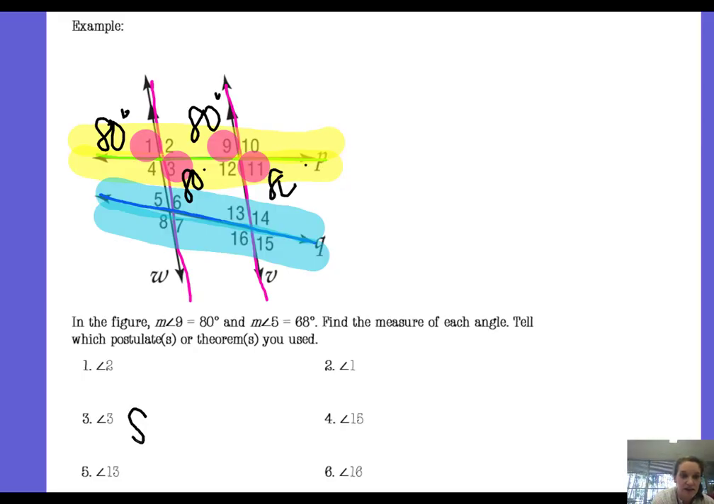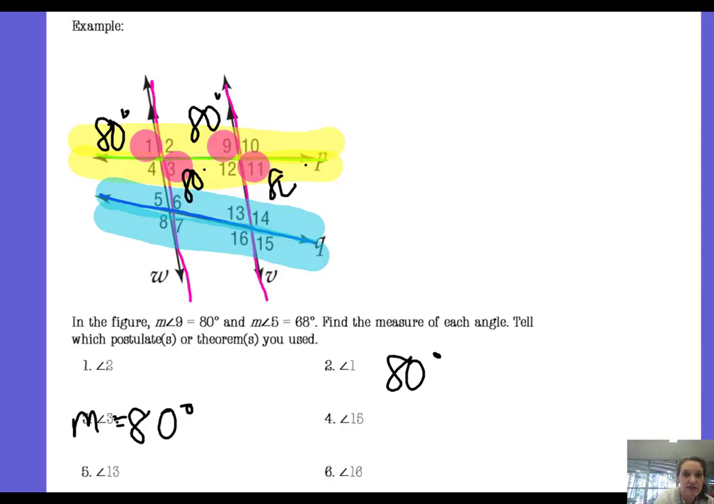So down here, the measure of angle 3 is 80 degrees. The measure of angle 1 is 80 degrees. And that's all we've got for right now. And it says tell which postulates or theorems, but we kind of just talked about that.